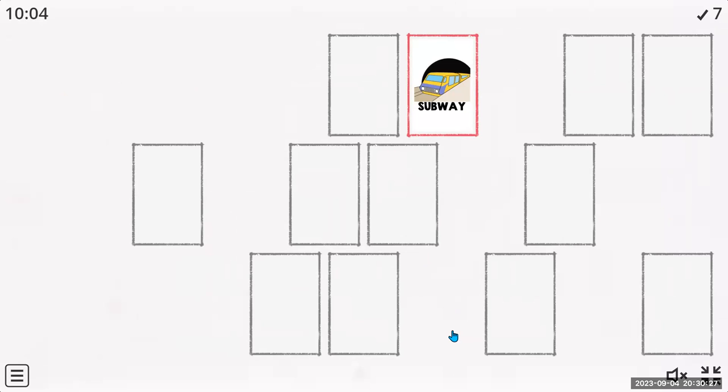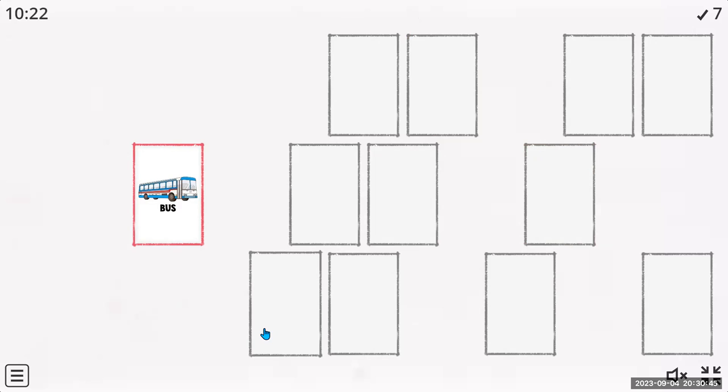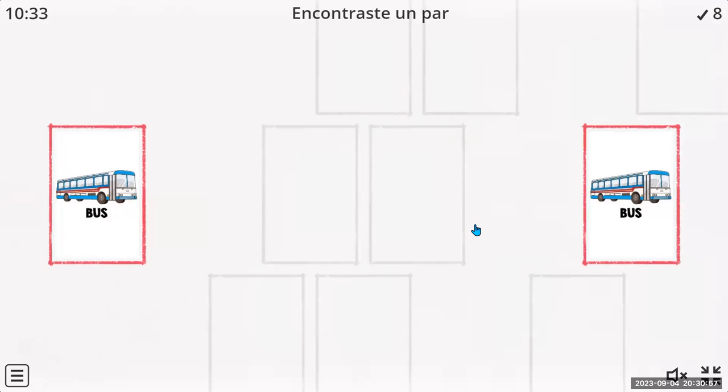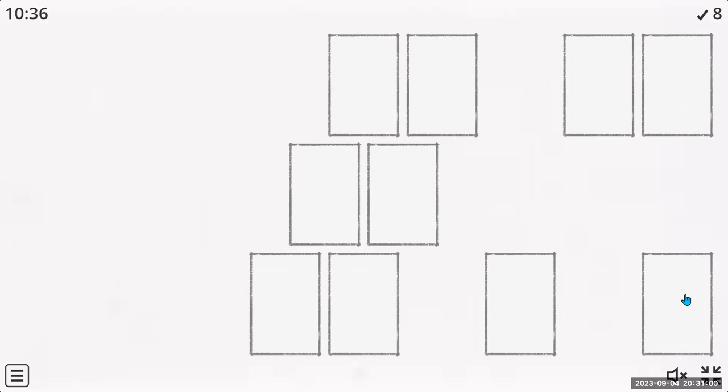Number 8, 7, 1, 2, 8, 5, and 9, teacher. Number 8. Okay, bingo. Where can we find number one, teacher? Number one. Bingo!